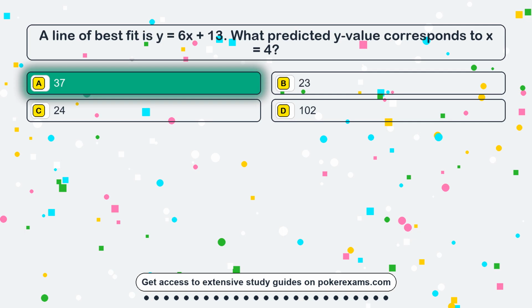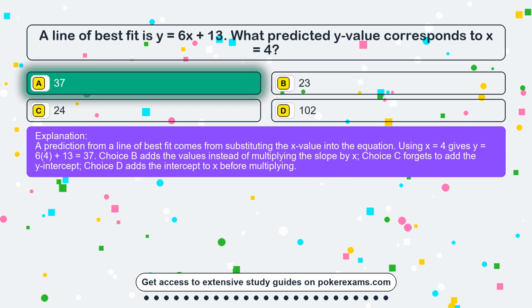The correct answer is option A, 37. A prediction from a line of best fit comes from substituting the x-value into the equation. Using x equals 4 gives y equals 6 times 4 plus 13 equals 37. Choice B adds the values instead of multiplying the slope by x. Choice C forgets to add the y-intercept. Choice D adds the intercept to x before multiplying.